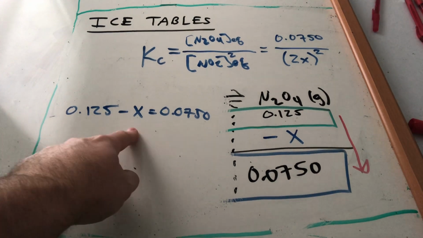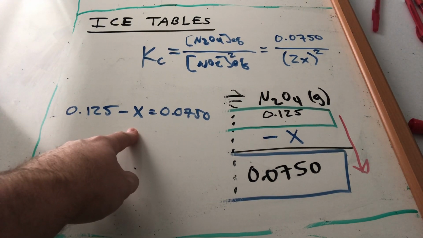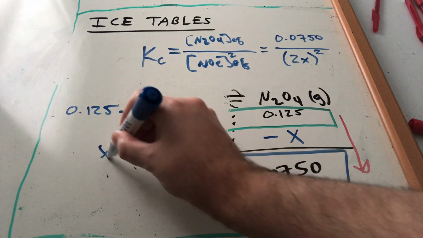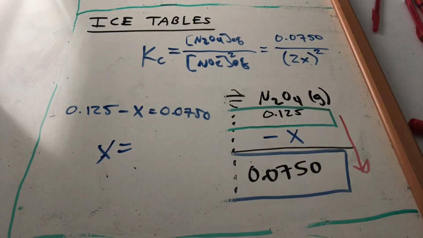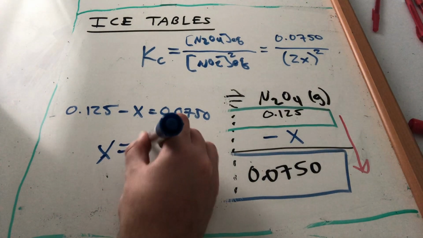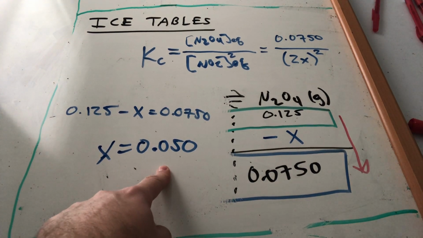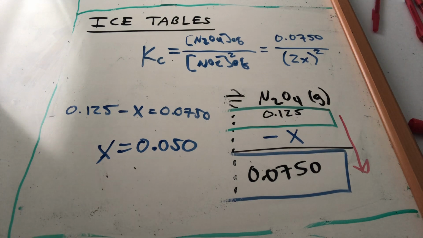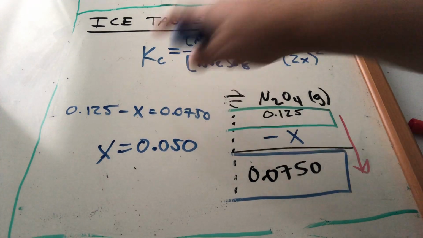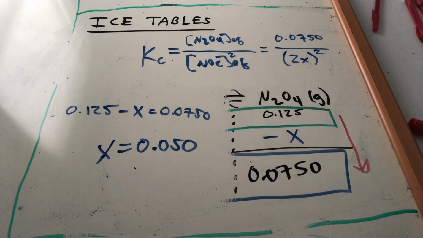So we can easily solve this for X. And when I do this math, I get that my X is 0.050. I know that's molarity, because I remember what units were inside here, but I don't really need that because remember, we're always going to report our Ks without units.